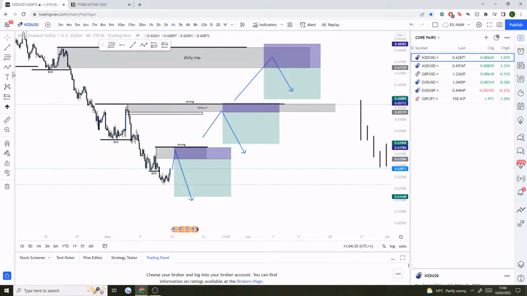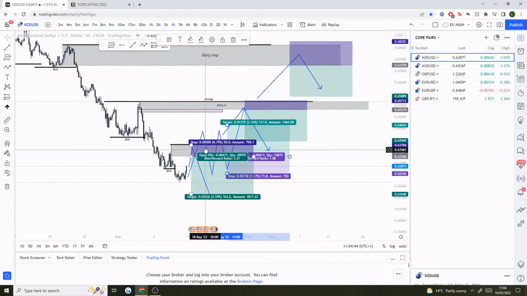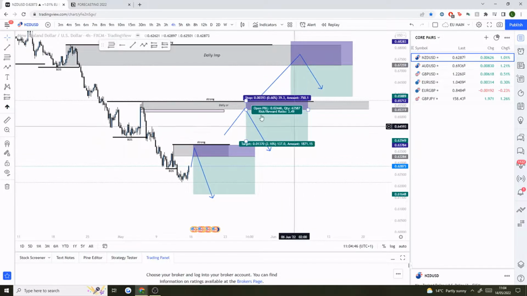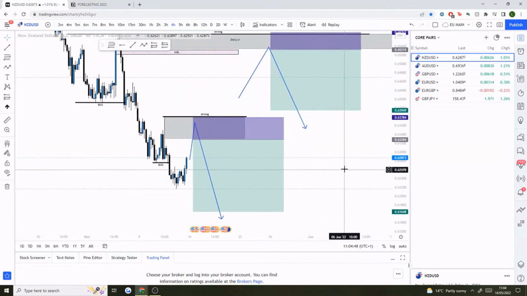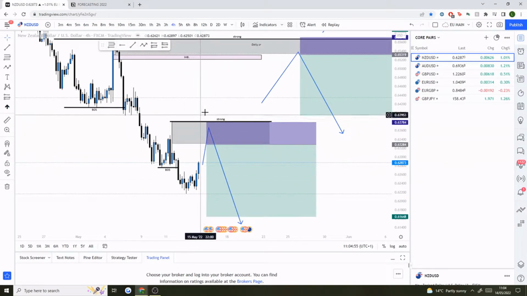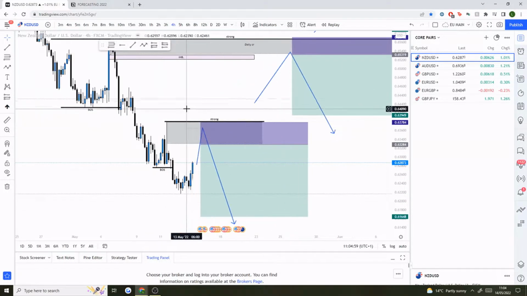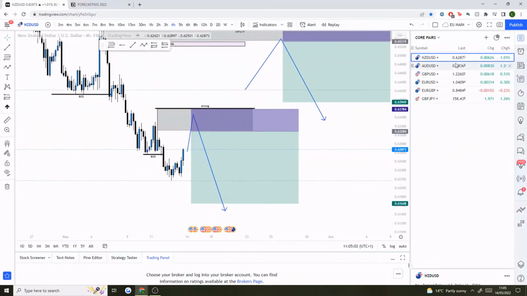So if we do fail to hold this 4 hour structure, then I will be open to taking counter trend buys, which can then take us back up into them daily order blocks that are higher up. So that's NZD/USD this week from me. Keep it simple though. The first thing that we want to be looking at going into the start of next week is for price to retrace up into here and then just continue to sell off from there. And then if we do see that broken, we can assess the situation and look for counter trend opportunities, which will take us up to the daily order blocks.